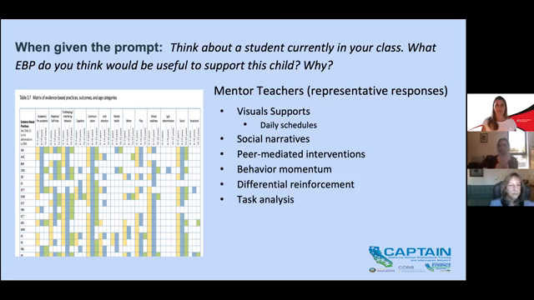Visual supports, including daily schedules, were deemed as extremely important and useful in the classroom. Social narratives and peer-mediated interventions were also used and were considered especially helpful for students who are included in the general education setting for part or all of the school day. Behavior momentum, differentiated reinforcement, and task analysis are also behavioral strategies that were used regularly to support students with autism in their classroom.